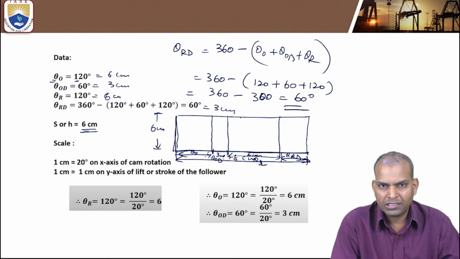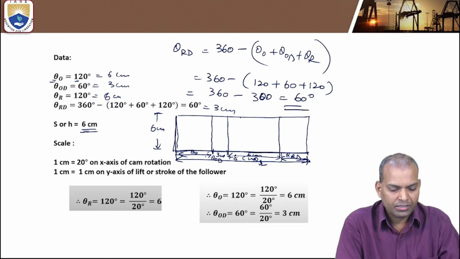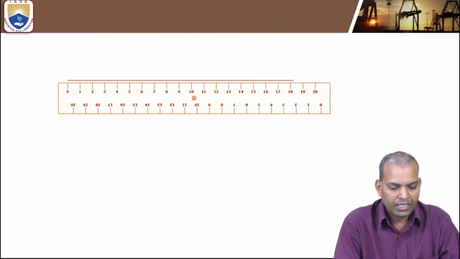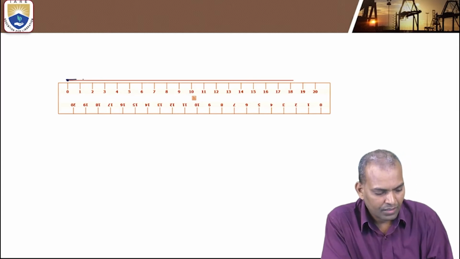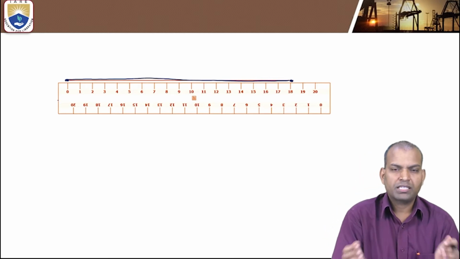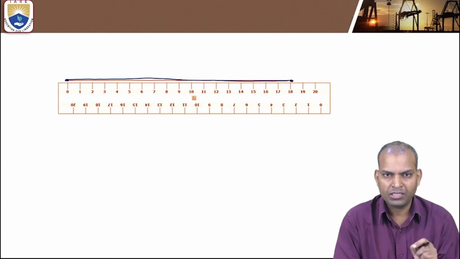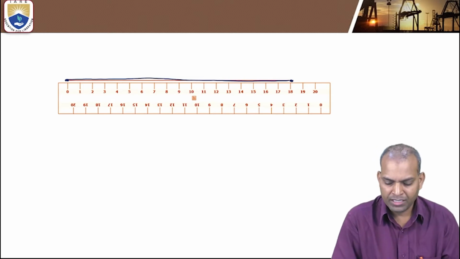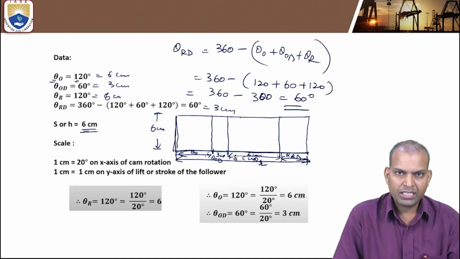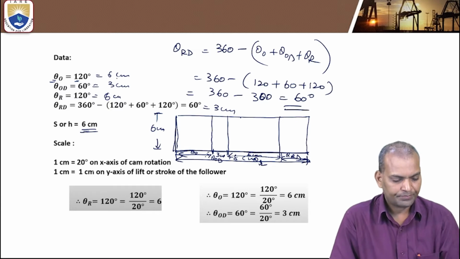So how to draw this displacement diagram, the SHM diagram, the cam rotation? Draw a horizontal line with the distance of 18 centimeters, because the sum of the total rotation of 360 degrees on the x-axis of cam rotation is 18 centimeters. How does it become 18 centimeters? 120 degrees plus 60 degrees plus 120 degrees, converted with 1 centimeter equal to 20 degrees. Then theta O, 120 degrees, becomes 6 centimeters.